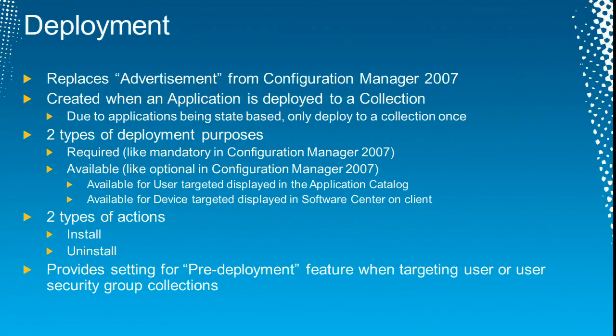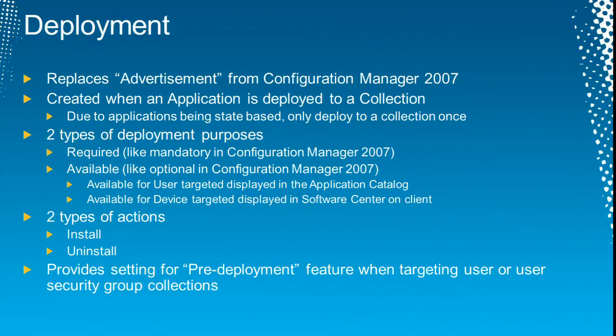Two types of actions. When you create a deployment, you're either doing an install or you're doing an uninstall. So those are your two actions. I create a deployment, either as required or available, install or uninstall. Required to users does not show up in Software Catalog because, in fact, it's required. It will go ahead and deploy at the appropriate time.